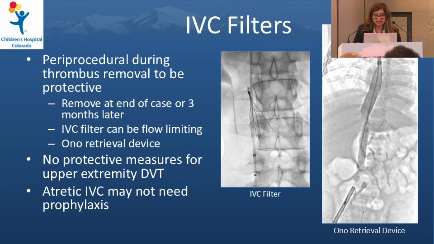Now, if you have clot that extends above the renal veins, we have used this other device called an Ono retrieval device, which is like a basket that comes down from the IJ and sits over the inferior vena cava, where you can actually catch thrombus from there. Now, for upper extremity DVT, I don't really do any protective measures. And with atretic IVC, you may actually need to do some type of prophylaxis.